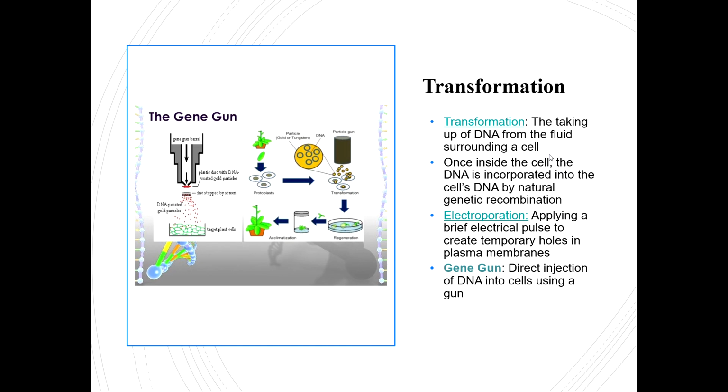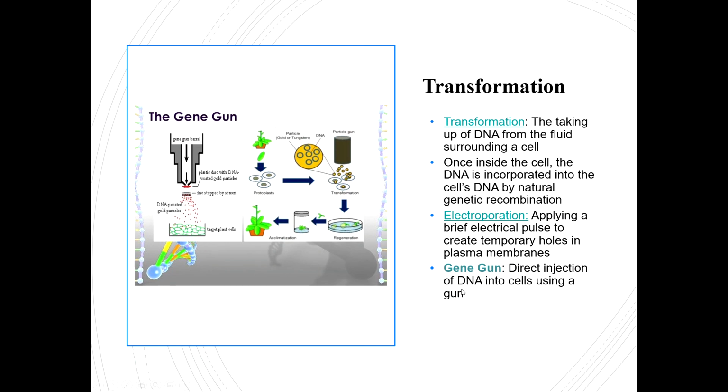So it will happen naturally, as it says here, or we can use something called electroporation, which is applying a brief electrical pulse to create temporary holes in the plasma membranes, and that will increase the chance that it will take up the genes that we're trying to get these cells to take up.